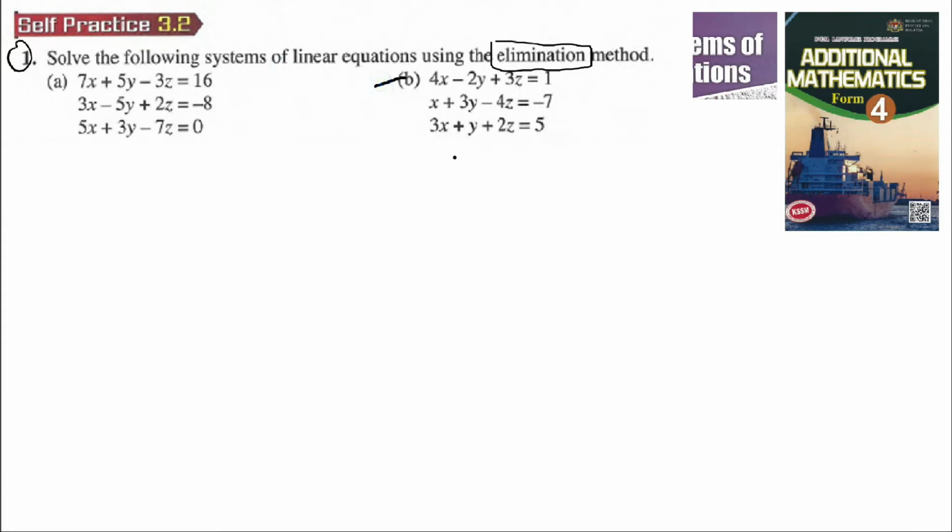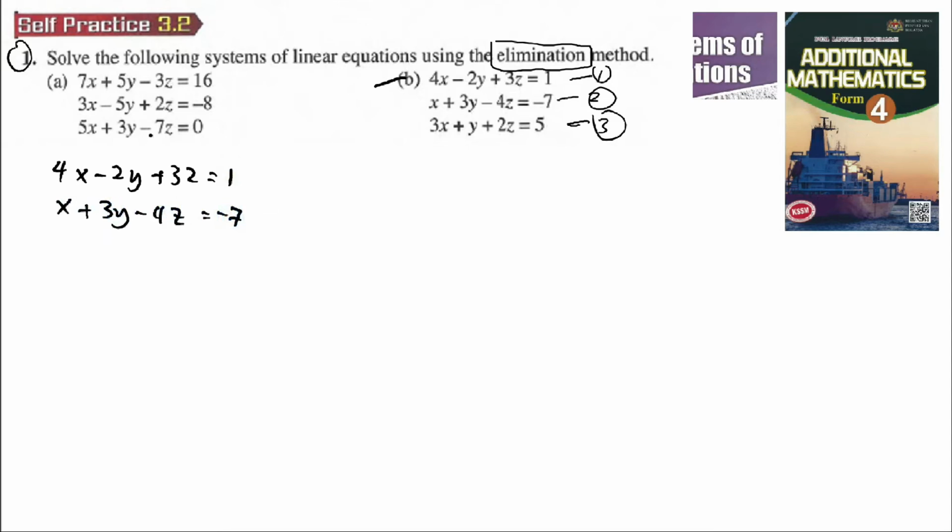So for B, you see here, what can you eliminate? Which one will be easier for you to eliminate? So you see here z, y. But this one, okay, I just want to do 1 and 2, because this one you have x, right? So here I want to eliminate x. So first you have 4x minus 2y plus 3z is equal to 1. This one is x plus 3y minus 4z is equal to negative 7, right? So to eliminate x, the coefficients must be equal. So this one is 4, this one is x, so I multiply everything with 4.